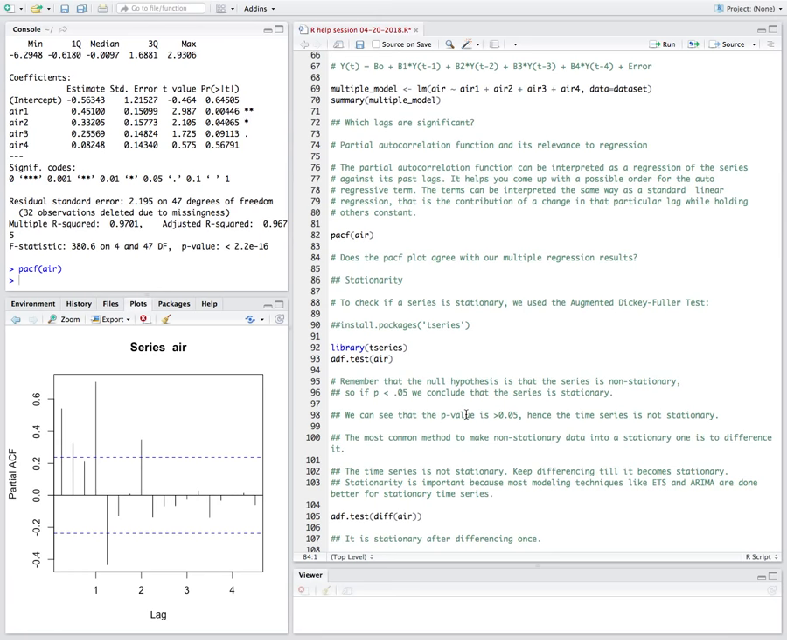Okay, so we'll then move to stationarity of data now. So what do you guys understand by stationarity of data? Anyone? Jared, do you want to answer?